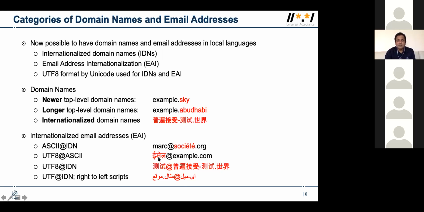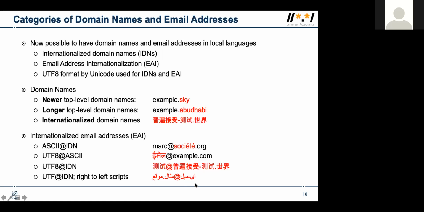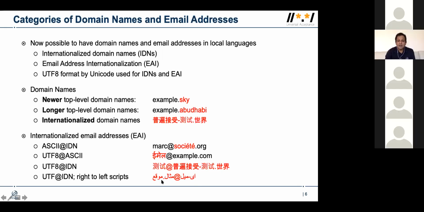And in all these email addresses, we write the email addresses from left to right. But there are some scripts that are written from right to left as well. For example, the Arabic script is written from right to left. So in this Arabic email ID, the right part is actually the mailbox, and the left side is actually the domain. So you can see that there are many forms of email IDs here.